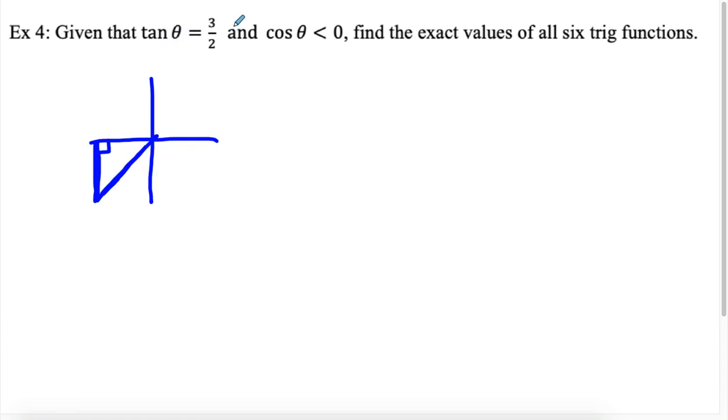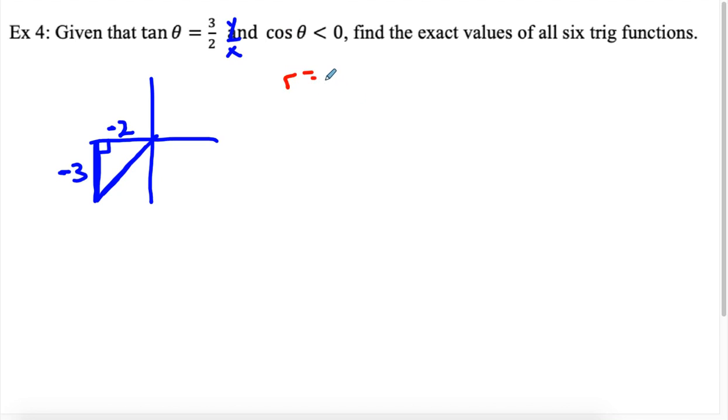That'll get my right triangle. And then tangent is y over x, right? So that tells me that the y value and the x value are 3 and 2. Now, since we're in quadrant 3, we know that both of those are negative. Okay, that's important here. The x value is negative and the y value is negative.